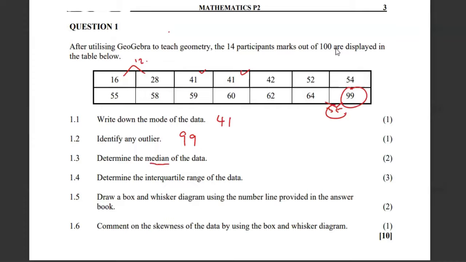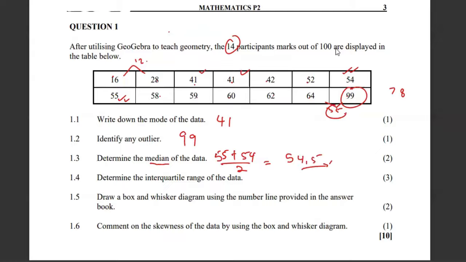Median, how many pieces of data do we have? We have 14, meaning that it is in position number 7 and position number 8. So 1, 2, 3, 4, 5, 6, 7, and 1, 2, 3, 4, 5, 6, 7. So we're going to have 55 plus 54 divided by 2. When I punch that into the calculator, I'm ending up with 54,5. So that is our median.